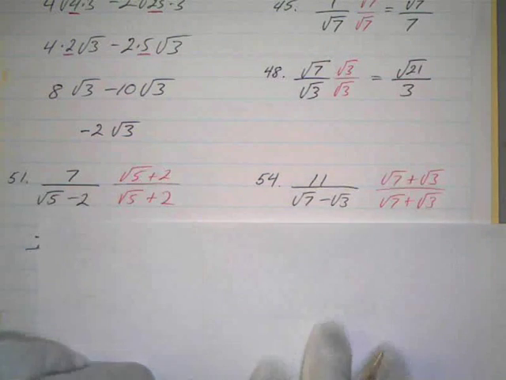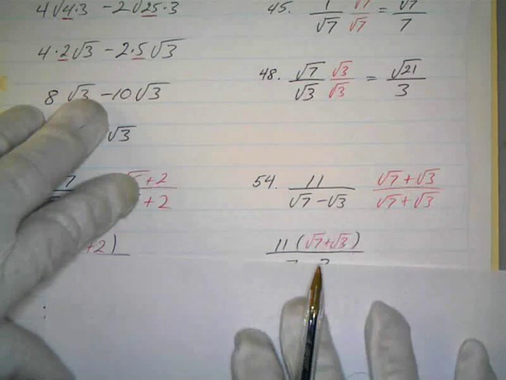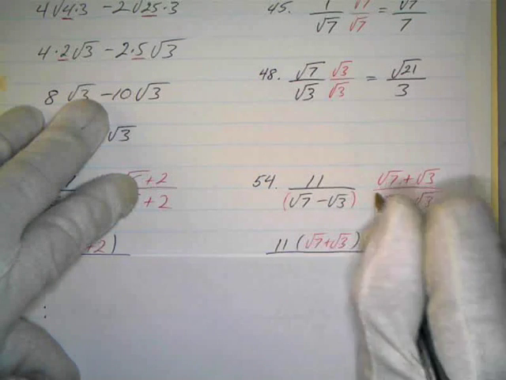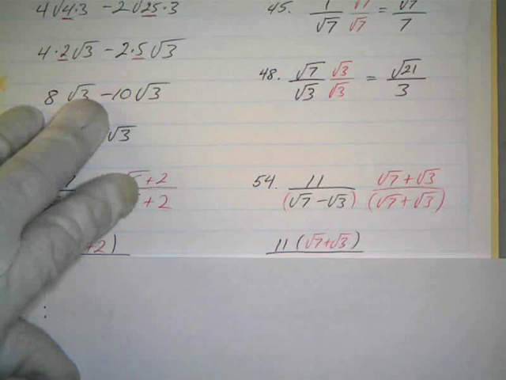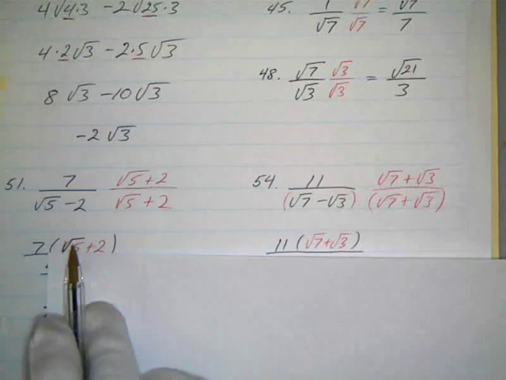Okay, and then 54, same thing. 11 over the square root of 7 minus 3. We're going to multiply this again by the conjugate. So the top, we just multiply 11 times this. There's not much we can do with that. And then here again, we're going to use the FOIL method. We've got a binomial times a binomial. I didn't really put parentheses, but we could if we wanted to, just for completeness. And we're going to multiply this out. Could have done the same thing on 51.